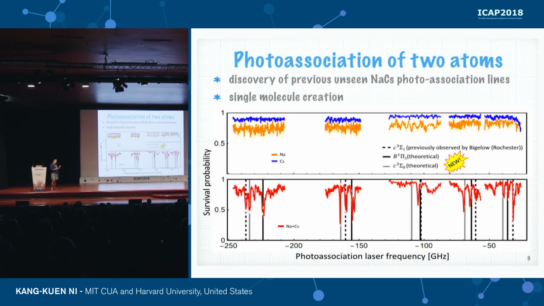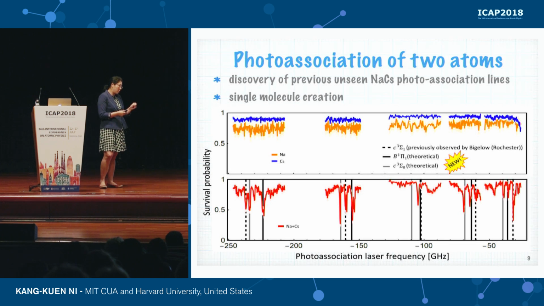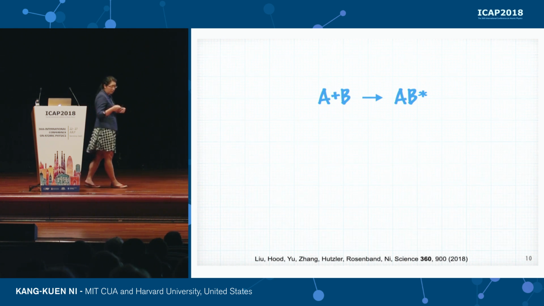And because we prepare two atoms in this optical tweezer, every time we shine a laser at the molecular resonance, we can make a single molecule. So A plus B goes to AB.